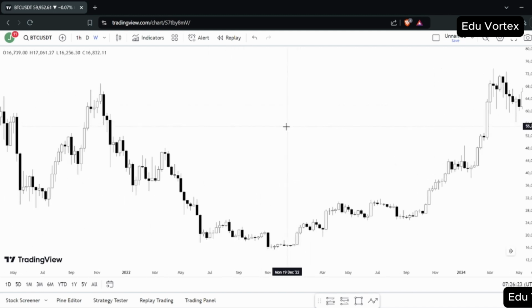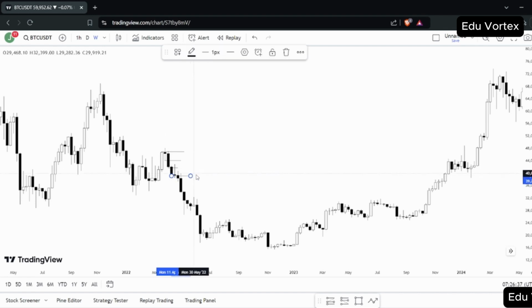I will say it one more time. If we close below a previous week's high, we're expecting that candle's low. If we close below that low, we're expecting this next low, and the next low, and the next low, and the next low, etc., etc.